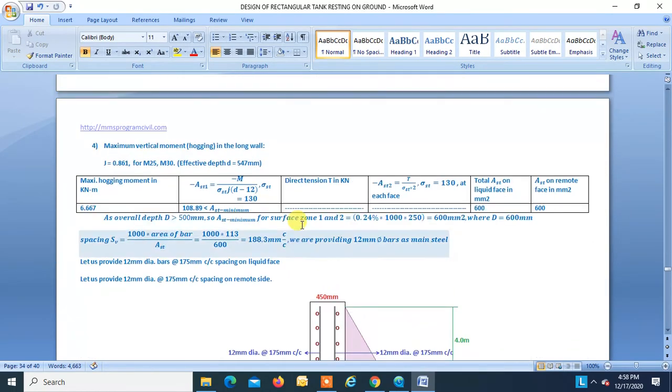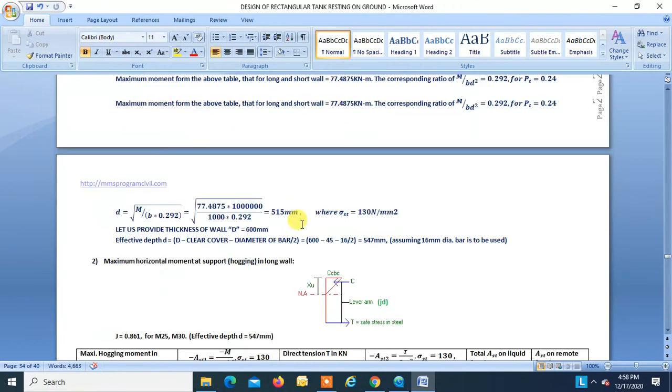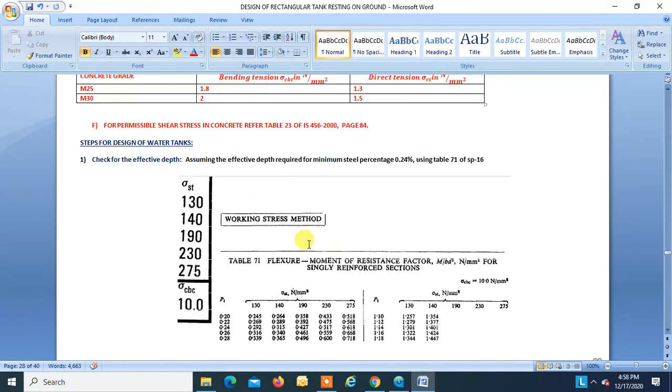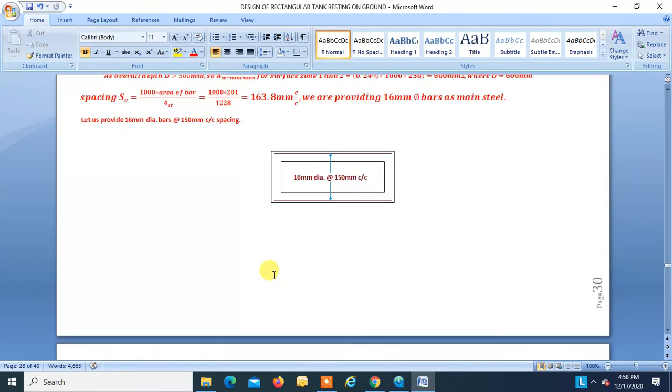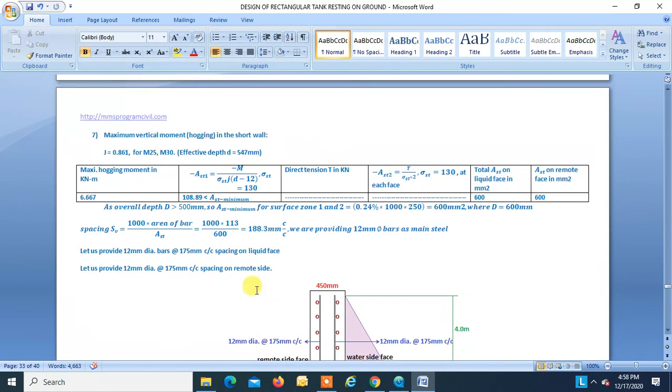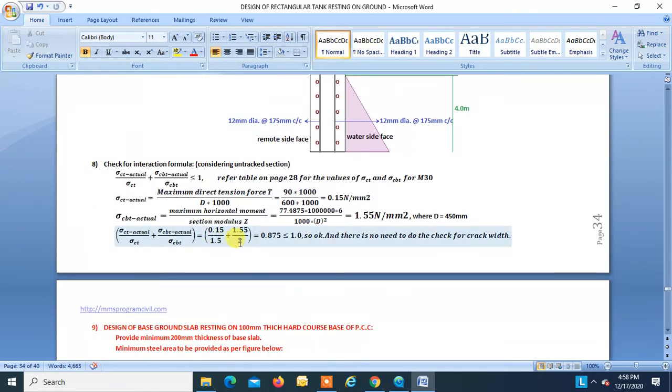So let us see page 28 over here, right? For M30, sigma cbt is 2, sigma ct is 1.5. So these are the values which we are going to put in this formula, 1.5 and 2. These two we have to find. Sigma ct actual is maximum tension divided by the sectional area, 600 is D, and for 1 meter is the height we are taking.